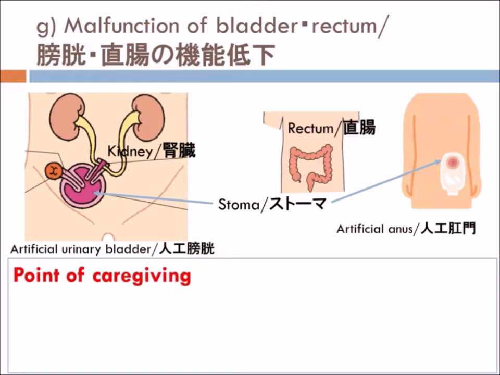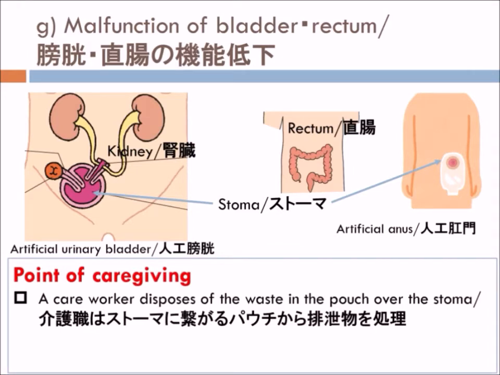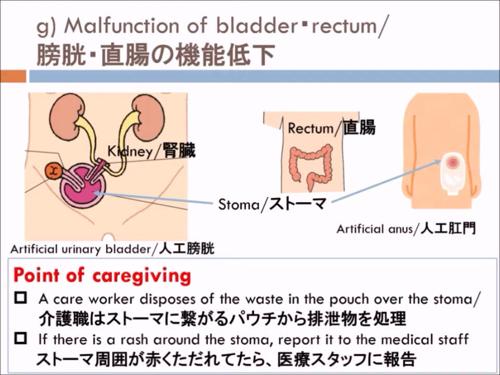Point of caregiving. A care worker disposes of the waste in the pouch over the stoma. If there is a rash around the stoma, report it to the medical staff.